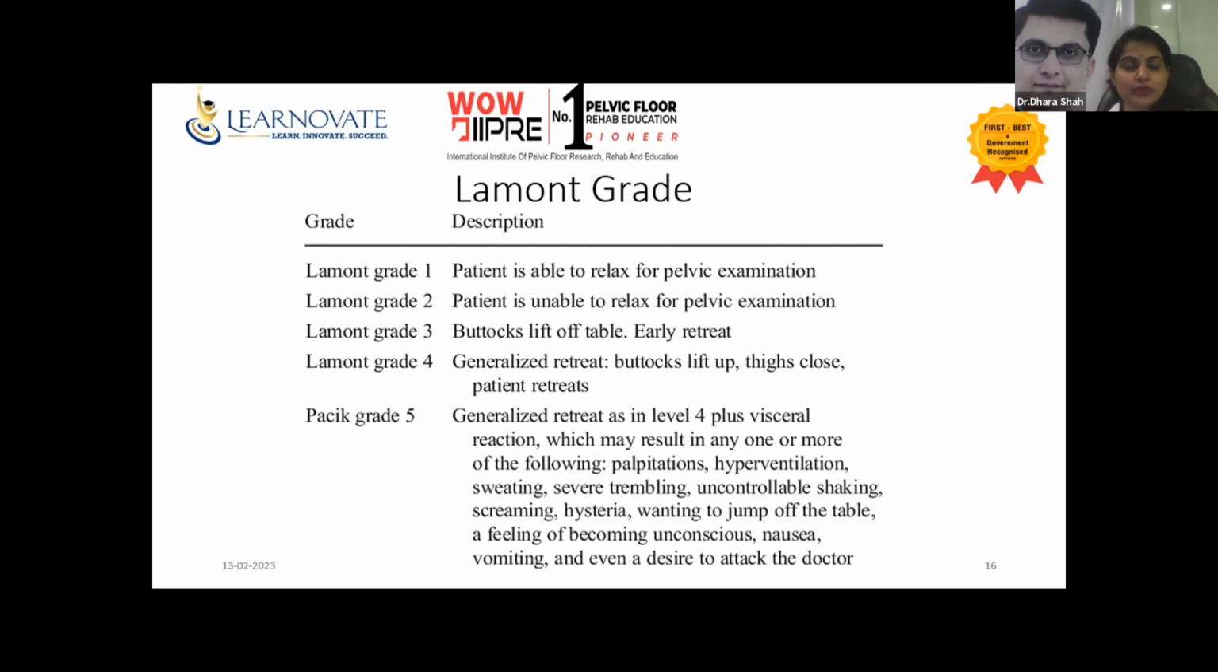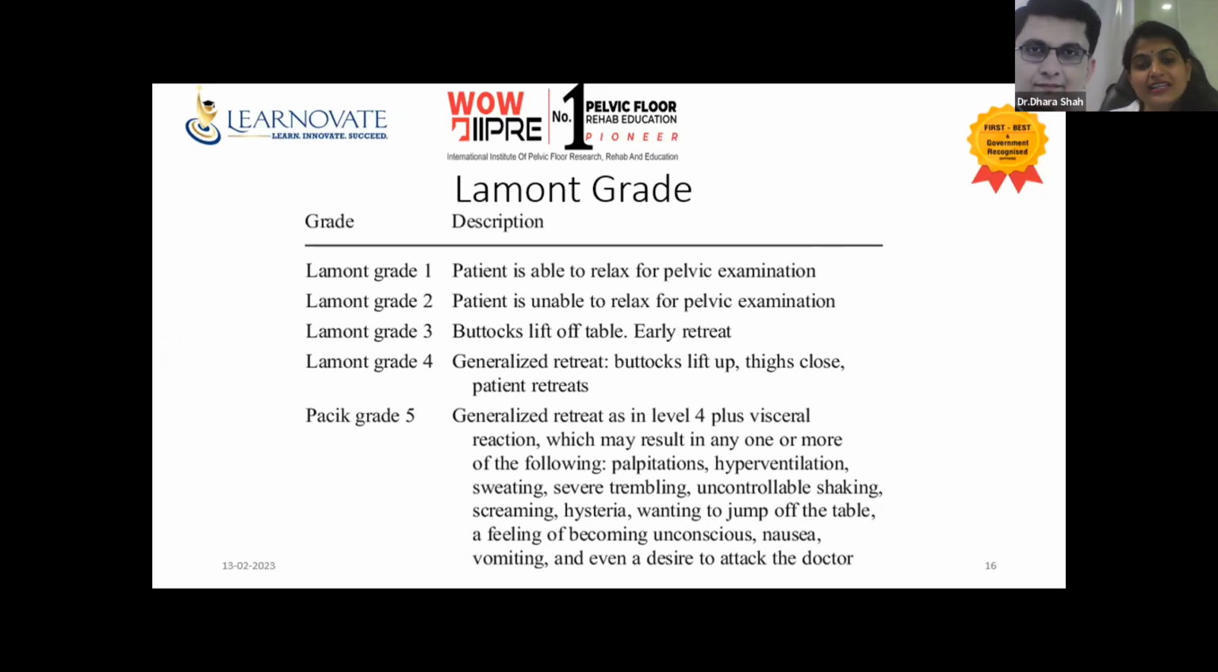You can make out from her face that she is not ready for the examination. Grade 3 is buttock lifts off the table and early retreat, so she is literally pulling herself away from the examination. Grade 4 is a generalized retreat, buttock lift and thigh closure. So completely closed movement, as if to say, don't examine me. That is a generalized retreat.